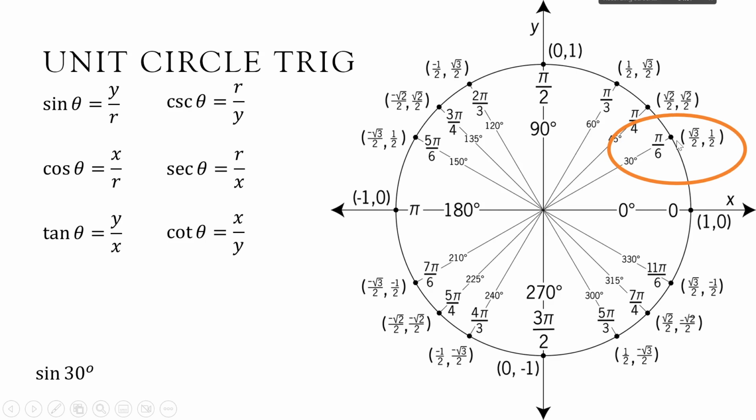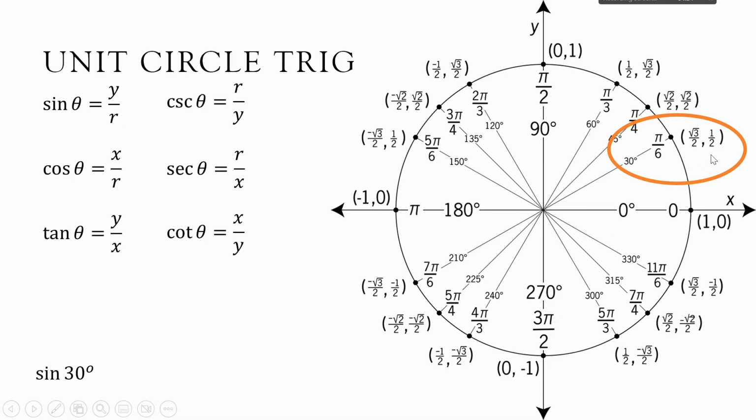So this point that I have here is actually the point that lies on the edge of my unit circle. You can see that there is a little dot here. So these are some things that are related to what we know about the unit circle. So I know that sine is supposed to be the y value over r.